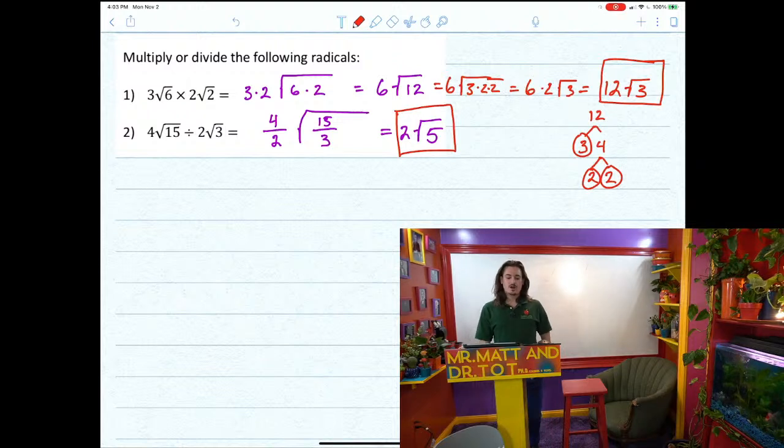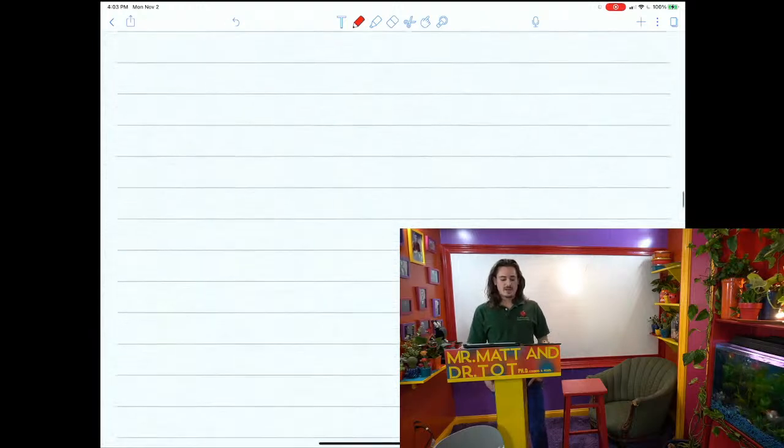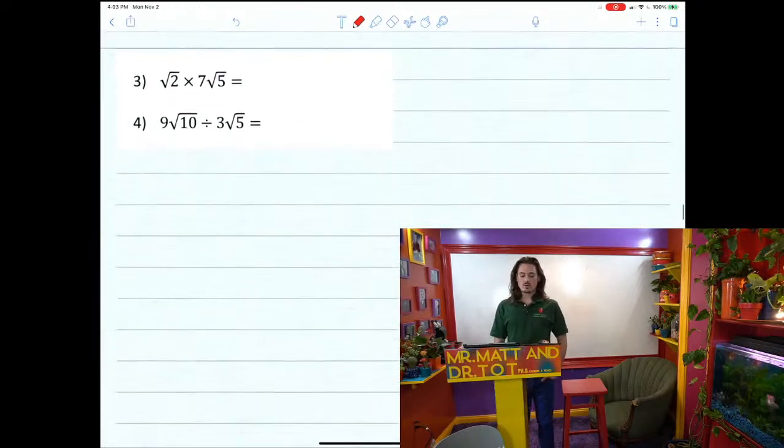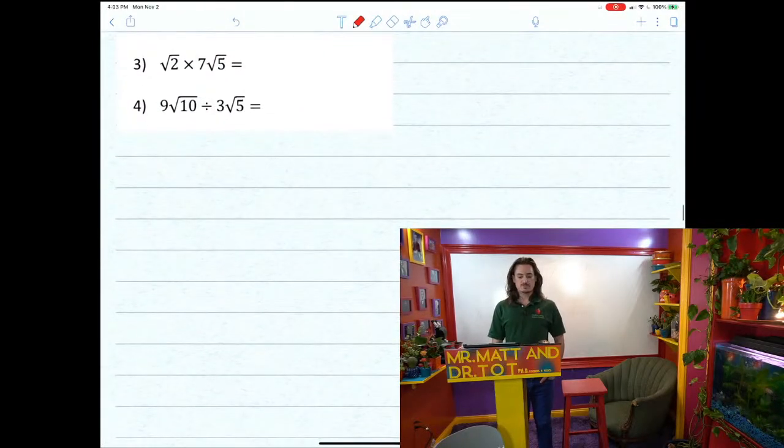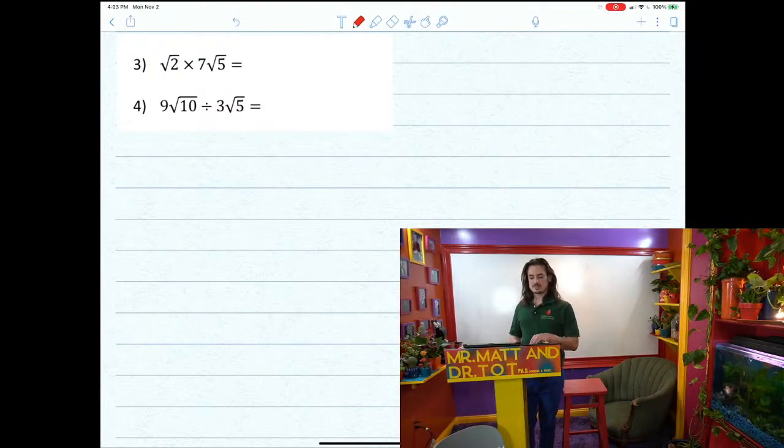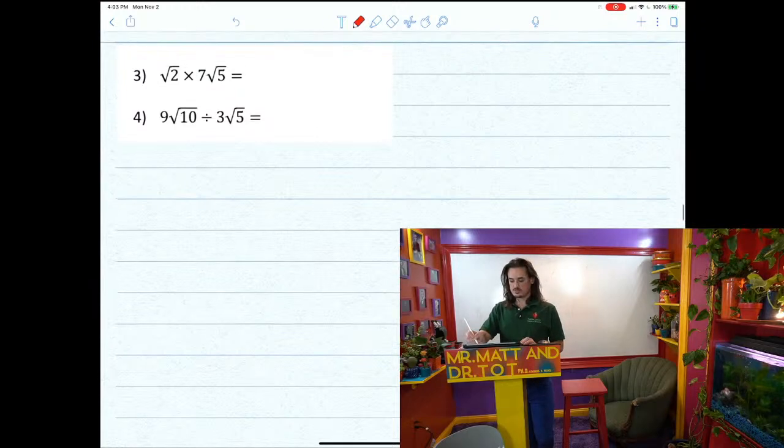The next 2 problems, we have the square root of 2 times 7 times the square root of 5. And question number 4, 9 times the square root of 10 divided by 3 times the square root of 5. I'm going to give you 2 minutes, and then I'll give you the solutions.